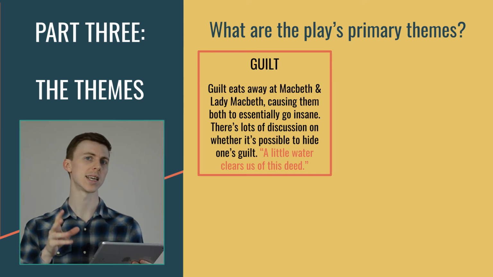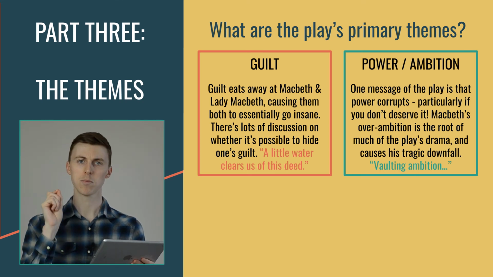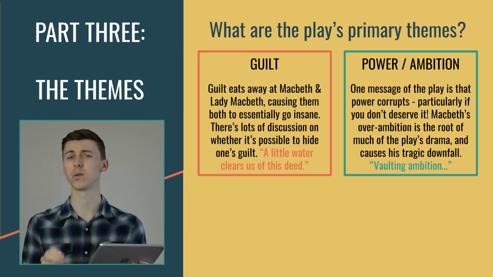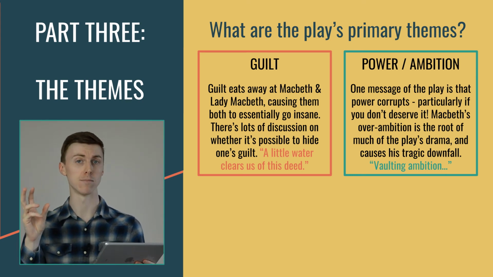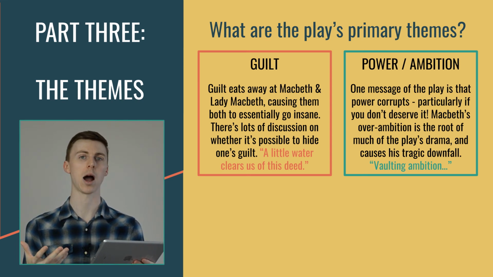Another key theme would be the idea of power and ambition. We can kind of link these two ideas together. Power in this play can be seen to corrupt you unless you are supposed to be wielding it. Duncan and Malcolm are set up as the proper kings of Scotland. They are able to wield that power effectively.